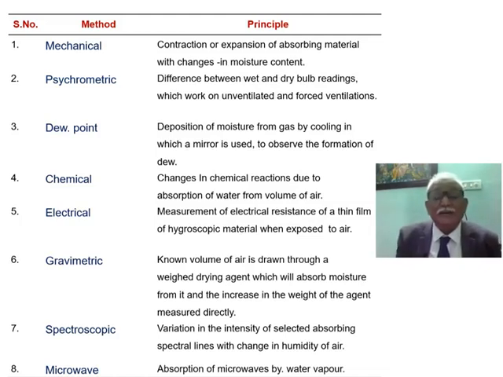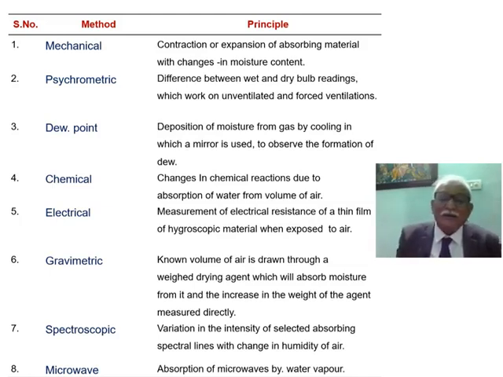The second one is psychrometric. When dry and wet bulbs are mounted on a wooden platform, we call it a psychrometer. From the psychrometer we take the dry bulb reading and wet bulb reading; the difference between these two we call the wet bulb depression. There are specific tables for specific observatories, and from the psychrometer humidity can be measured. Similarly, dew point: deposition of moisture from gas by cooling, in which a mirror is used to observe the formation of dew. And chemical changes, in reactions due to absorption of water from a volume of air. Based on that also, we measure humidity.